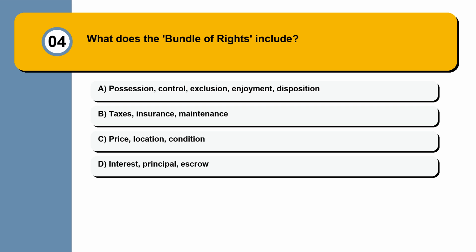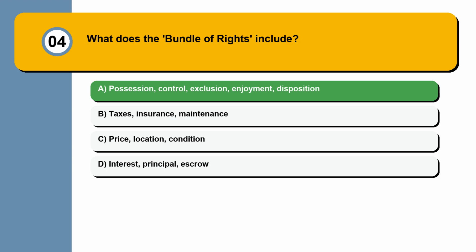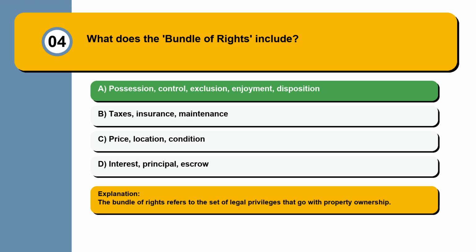Question 4. What does the bundle of rights include? Possession, control, exclusion, enjoyment, disposition, taxes, insurance, maintenance, price, location, condition, interest, principal, escrow. The bundle of rights refers to the set of legal privileges that go with property ownership.